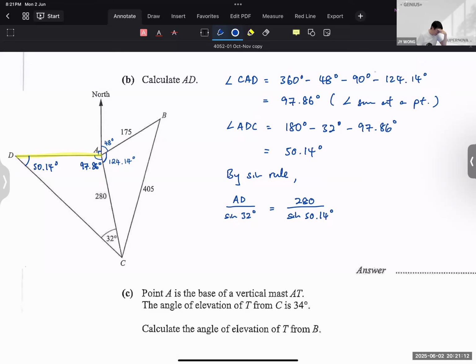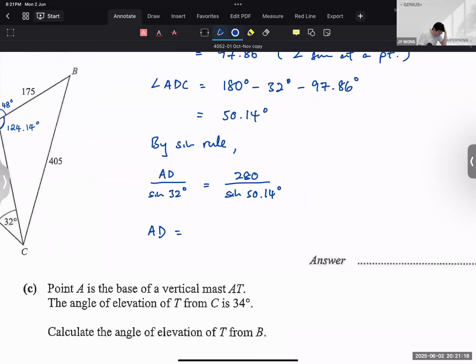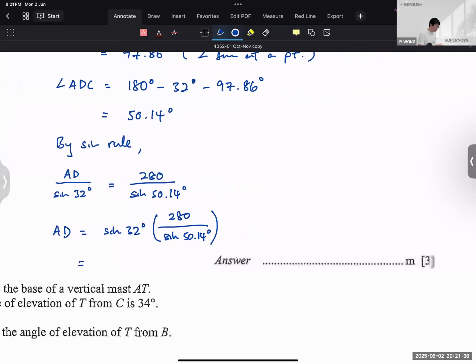So AD equals sine 32 degrees times 280 over sine 50.14 degrees. I see some of you are already done. Very good. Please don't go and simplify. I don't know why a lot of students are very itchy, like to go and simplify into numerical values. No, you should just press the whole string into your calculator.